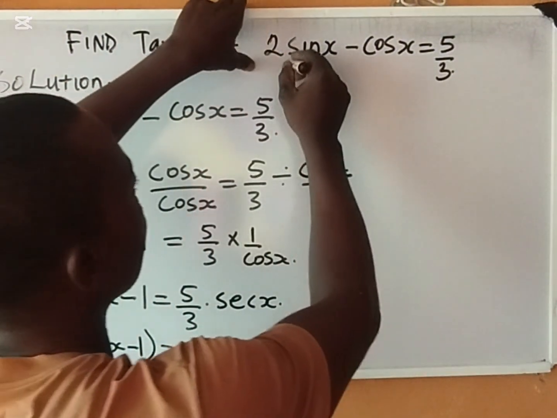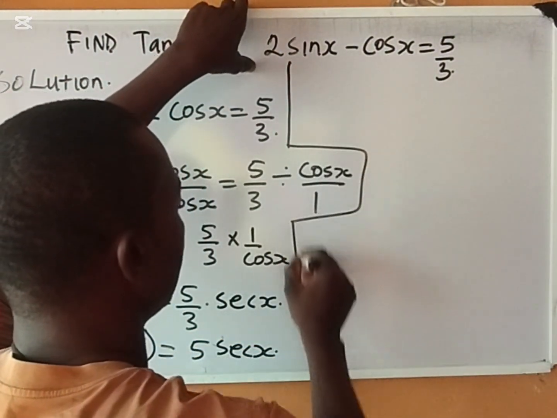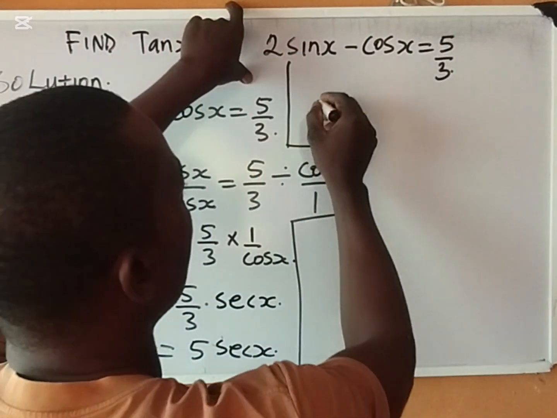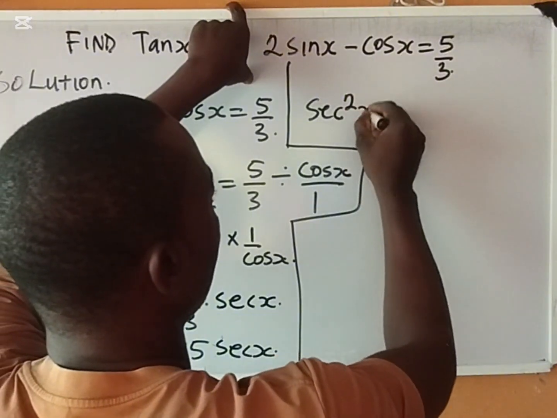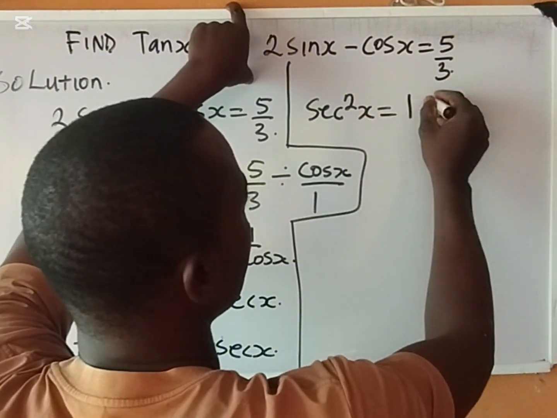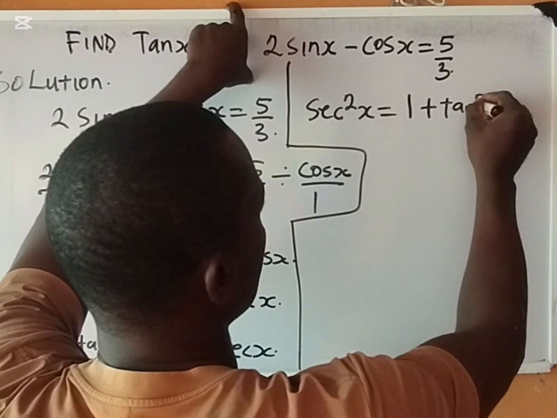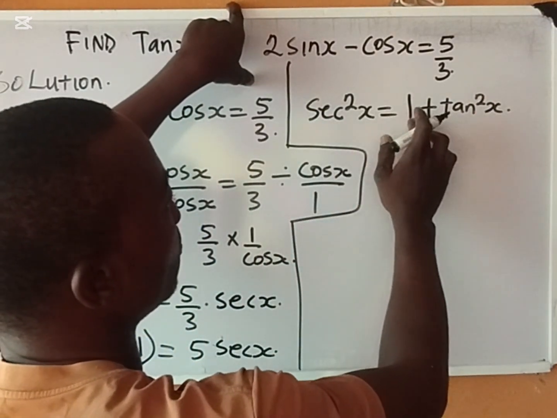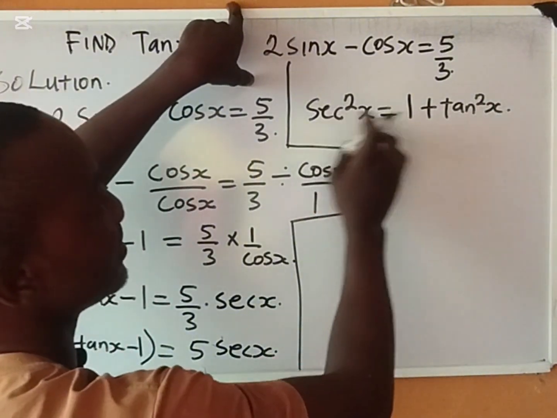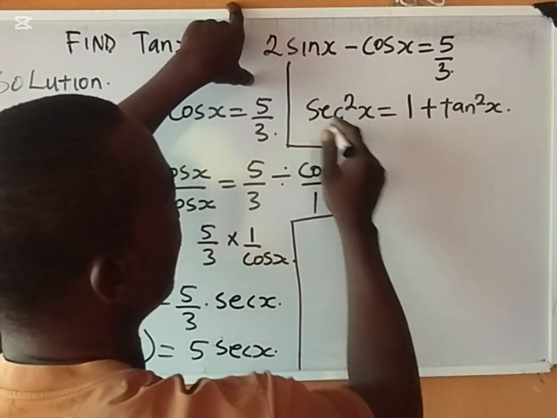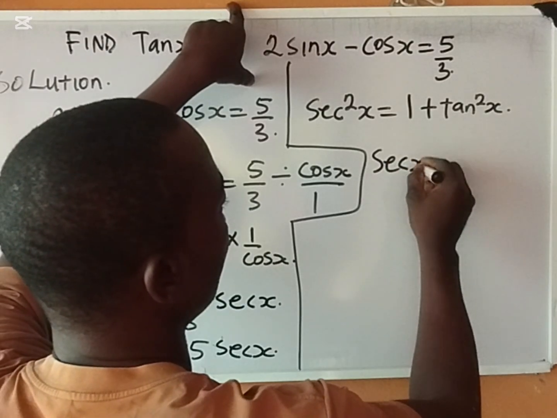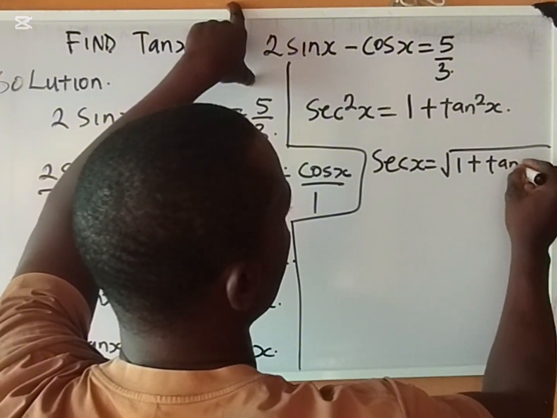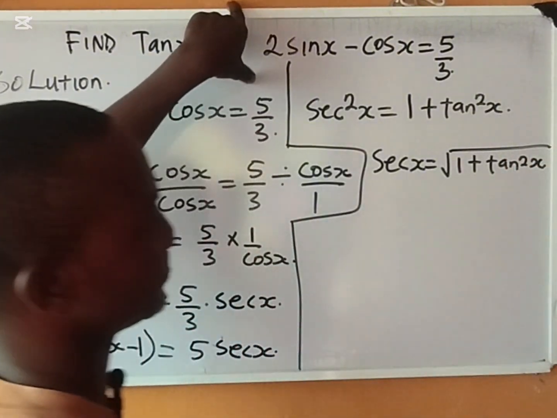If we have a trigonometric identity that goes this way, if you have sec square x, it is equal to 1 plus tan square x. So if sec square x is equal to 1 plus tan square x, if we take the square root of both sides of this equation, it will become sec x is equal to root of 1 plus tan square x.